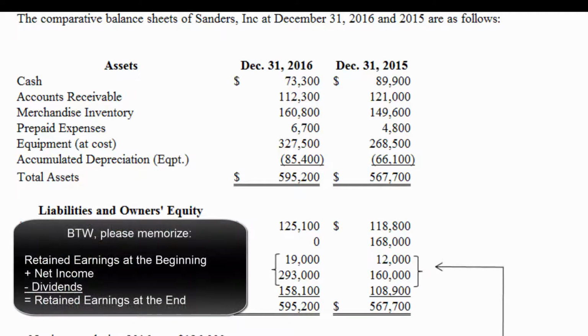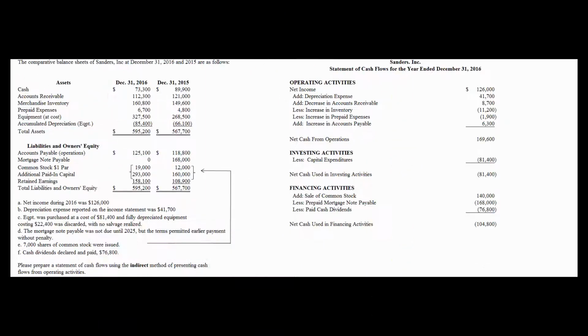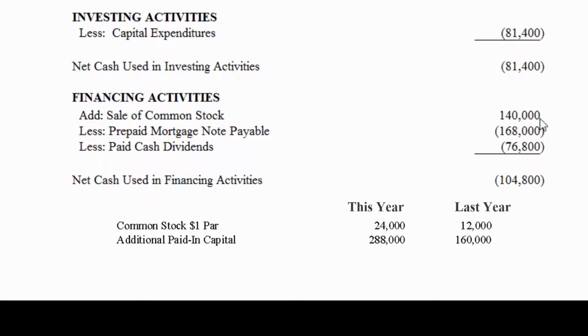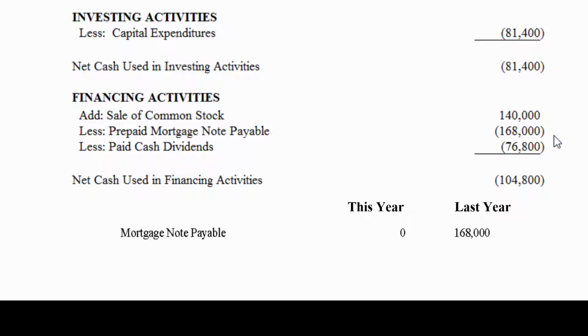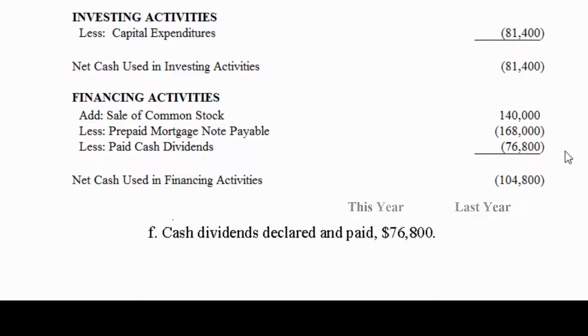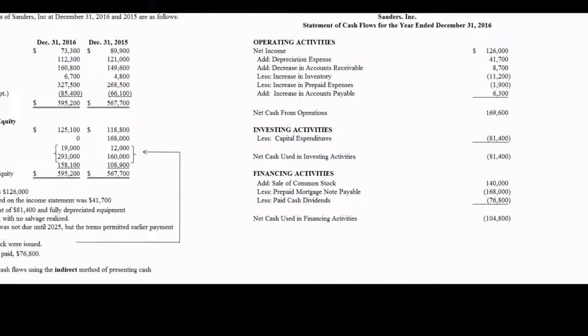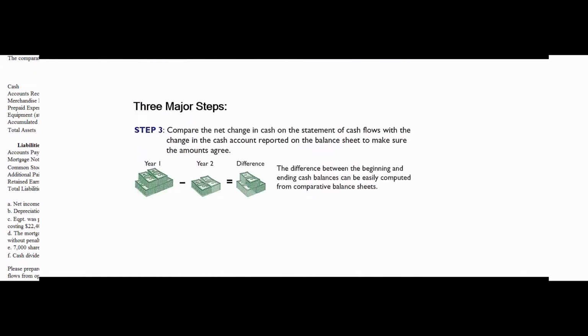So sometimes the problem will give you all that information. Sometimes it won't tell you net income. It'll expect you to figure out retained earnings at the beginning plus net income minus dividends gives us retained earnings at the end. But I think we've got all the information we need to fill out the financing section. We sold that stock, so we got cash in. We paid off that mortgage, that's cash out. And we paid cash dividends, so that's cash out.